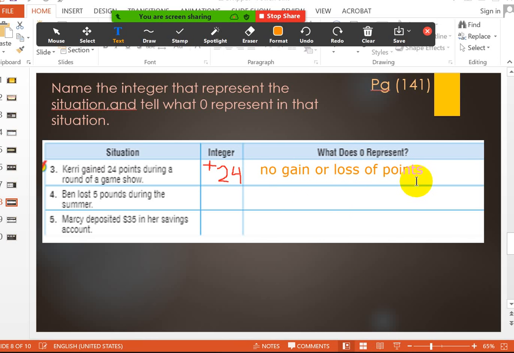If Carrie gained 0 points, if the number of points here equals 0, that means there is no winning, there is no losing. Okay?